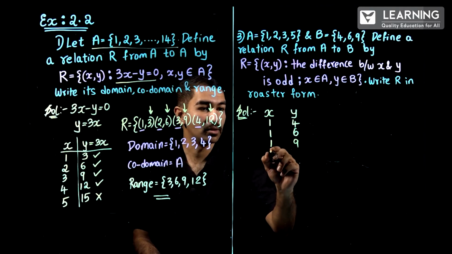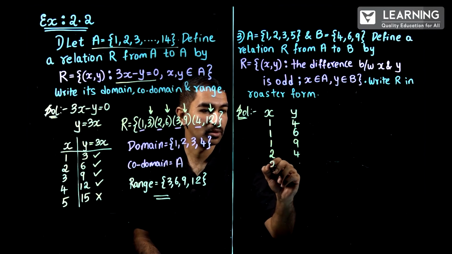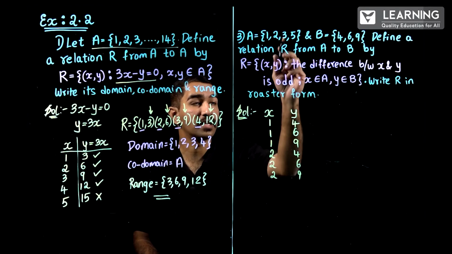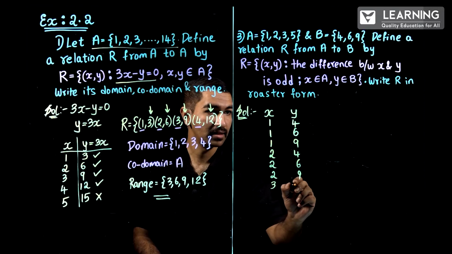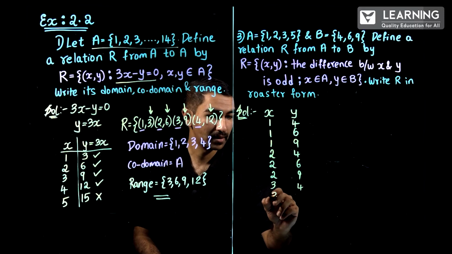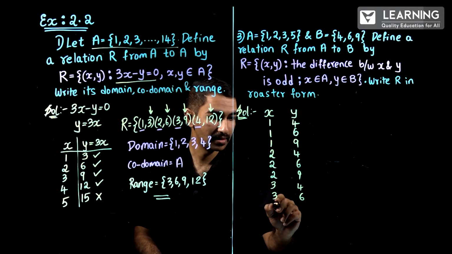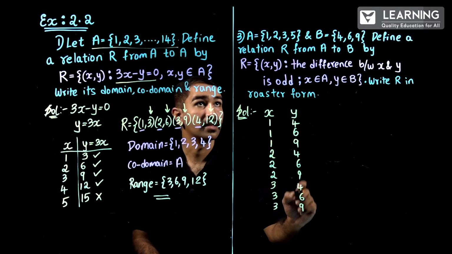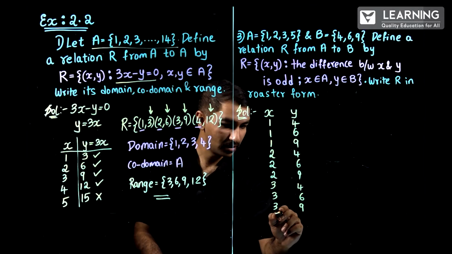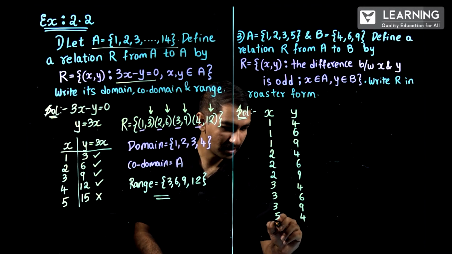Similarly, next 2, 4, 2, 6, 2, 9. Next 3, 4, 3, 6, 3, 9. Next 5, 4, 5, 6, 5, 9.